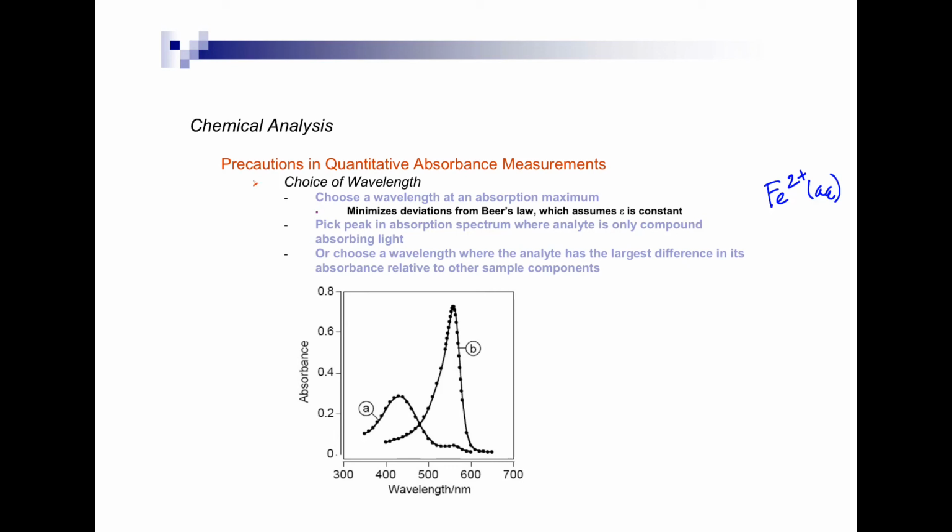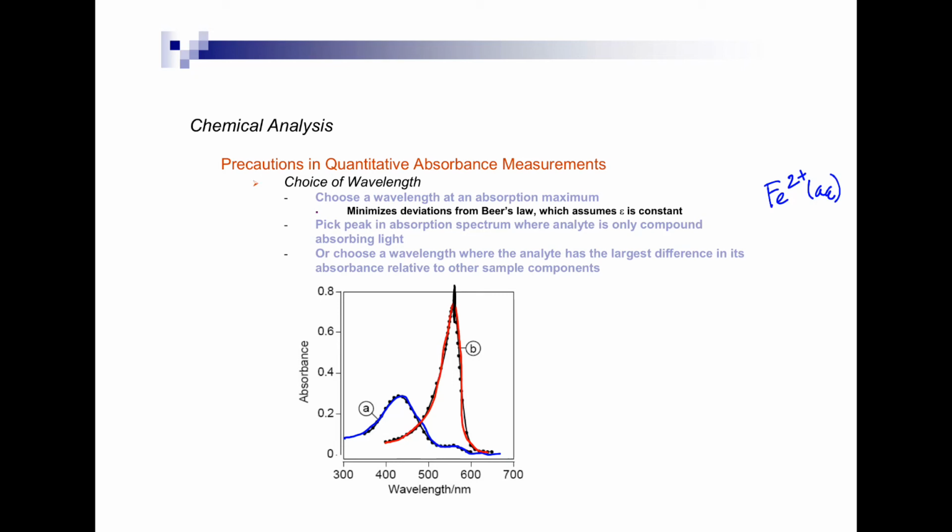So if we think about this curve that we have down here, this absorption spectrum, imagine that this is the absorption spectrum of our solution, like the water and the other things that we have in the background. And this one is the absorption spectrum of our iron. When we're trying to pick what wavelength to observe so that we can monitor the iron, what we want to do is pick the highest peak for the iron, because that's where the iron is most sensitive to light.